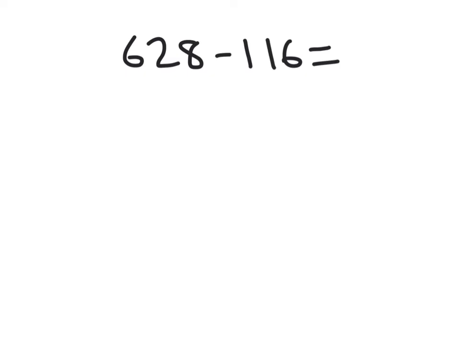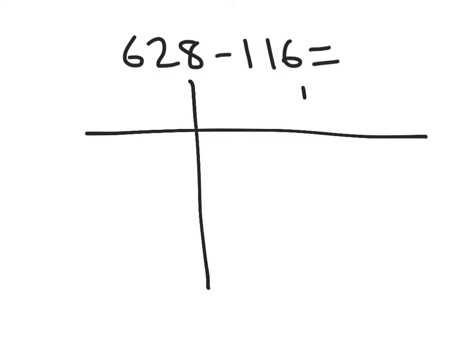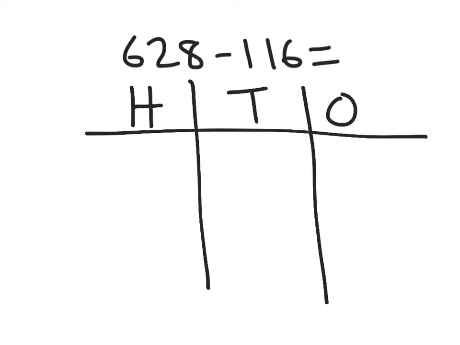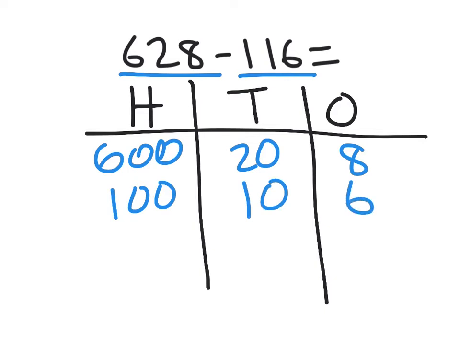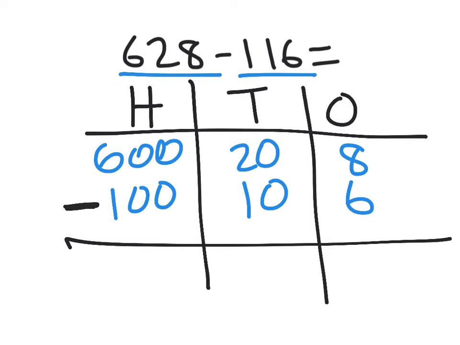Okay, 628 minus 116. Set up our problem. Hundreds, tens, ones. Easy peasy. Now I'm going to write out 628, pull it apart, expanded form. 628. Okay, that was easy. Now I'm going to do the same thing for 116. 116. Okay, then I'll put my line there and I'll put my symbol. I'm subtracting, I'm not adding.